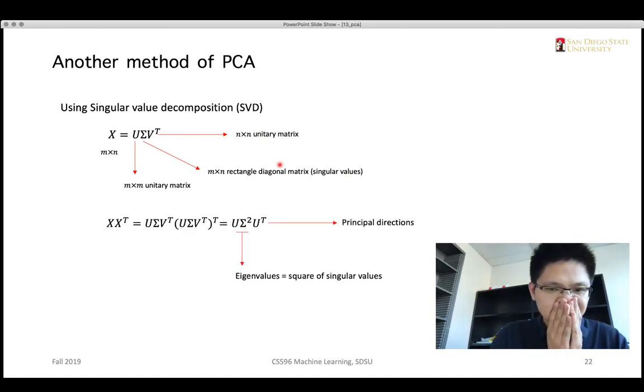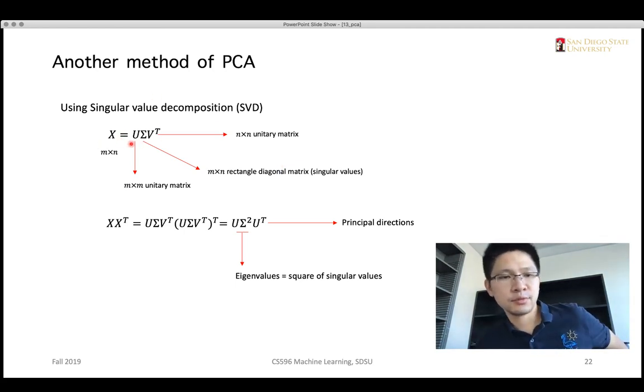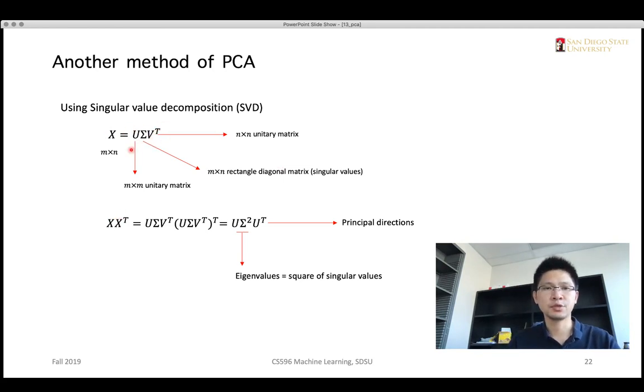If we use this X to replace the X in the covariance matrix, we replace this with U times sigma times V transpose into this form. Because V is a unitary matrix, the result of V transpose times V is all 1. Therefore, this term becomes this term. And what's in the middle is the eigenvalues. Eigenvalues are essentially the square of singular values. And the U's correspond to the principal vectors or principal directions. So in theory, this SVD method is faster than finding the eigenvalues or eigenvectors.